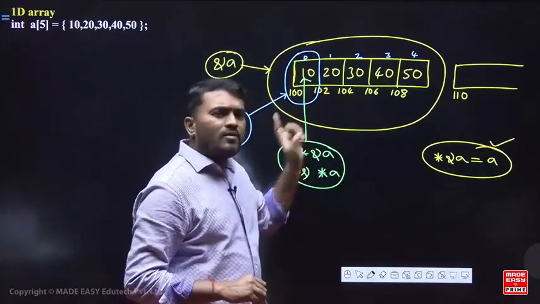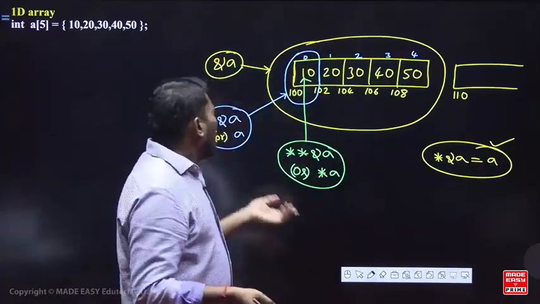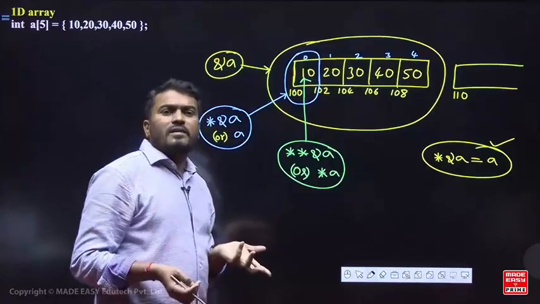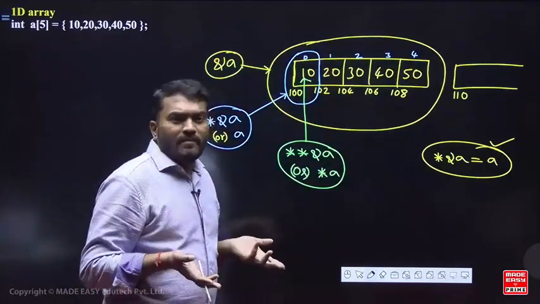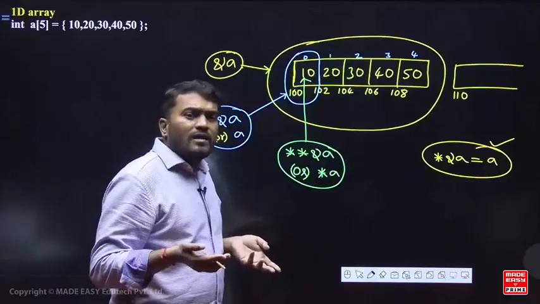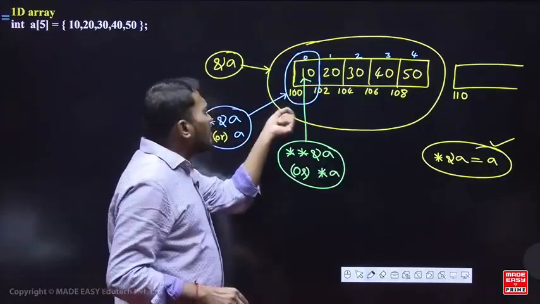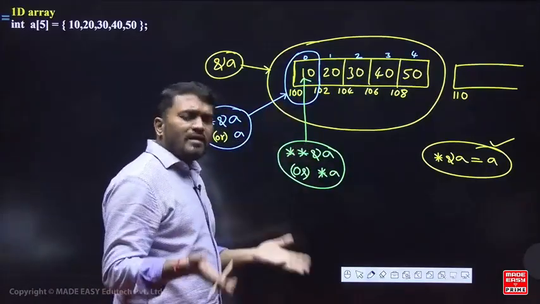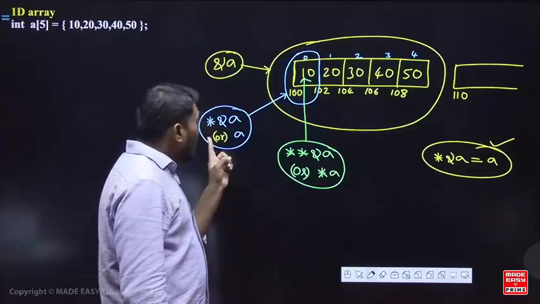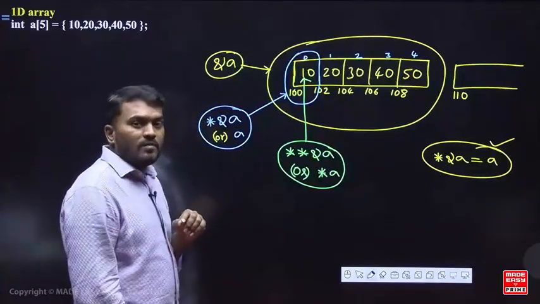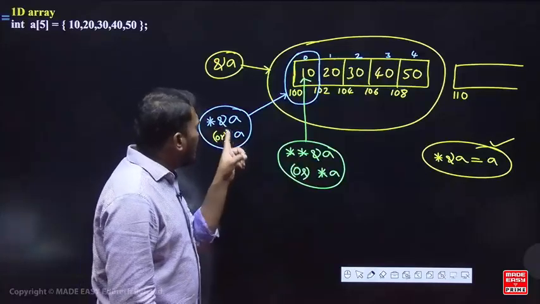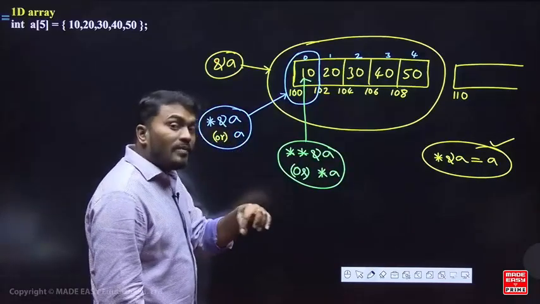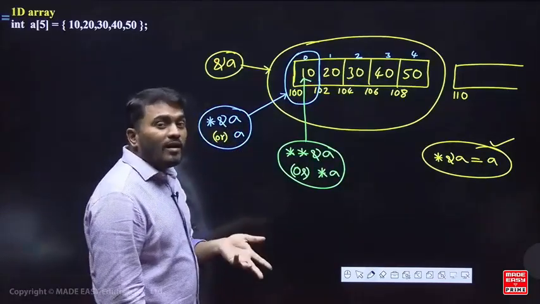The base address of the 0th element. Already I told you, an array name without subscript will contain the base address of the 0th element. Now tell me, what is the base address of the 0th element? 100 only. It will print 100 only. Is that clear? Now, star ampersand a or a, both are exactly the same. If I apply one more star, now tell me what happens.